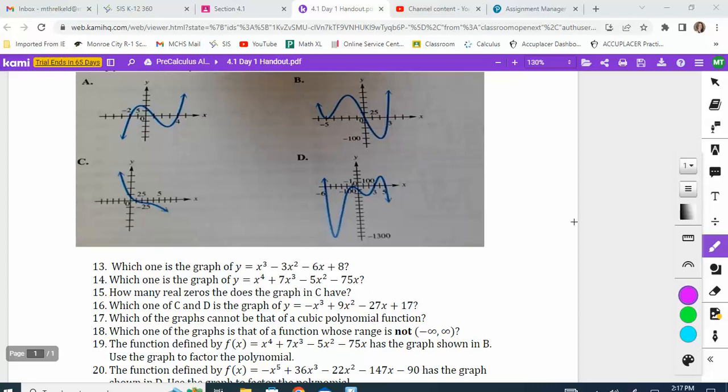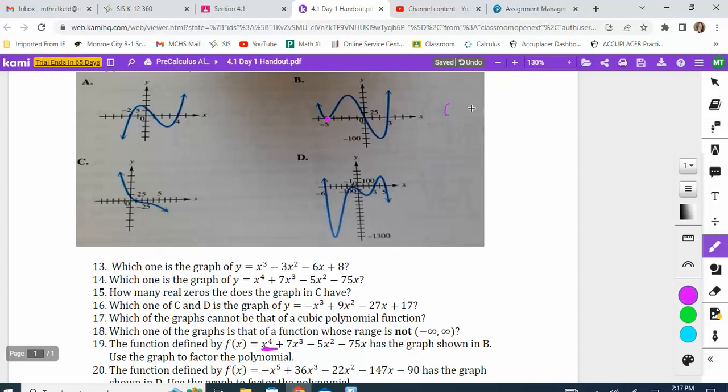First of all, if we look, it does give us the equation, so it's an x to the fourth. What should the end behavior be for x to the fourth? Up, which is what this is, so we're good there. We notice this hits the x-axis at -5.